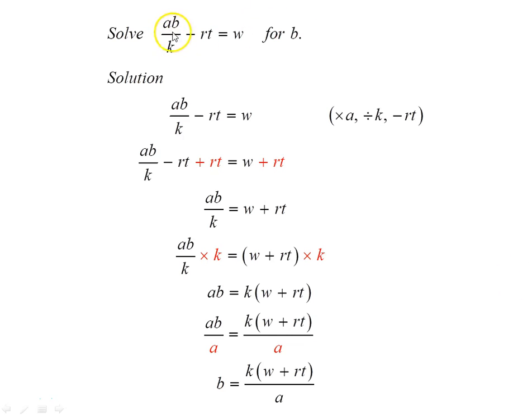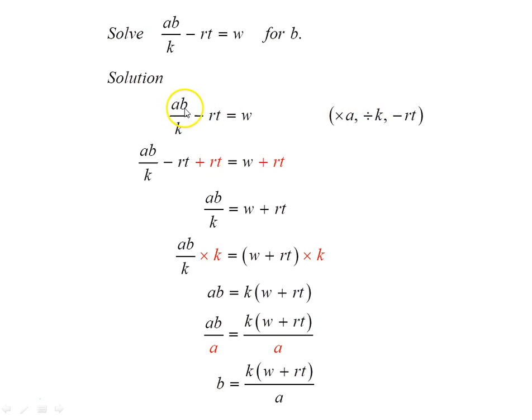Next one, let's solve ab over k minus rt equals w, and we want to solve it for b. So let's have a look at the equation again. Here's the pronumeral b. First thing we did was times it by a. Next thing we did was divide k, so we've got times a divide k, and then the last thing we did was subtract the product rt.